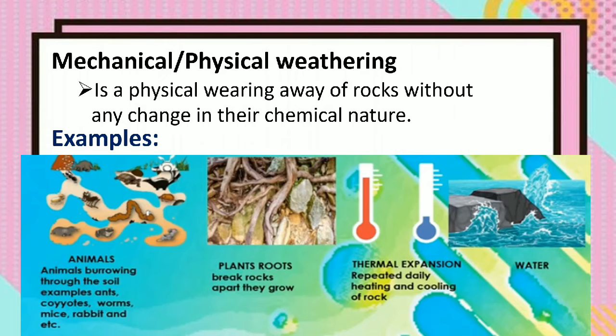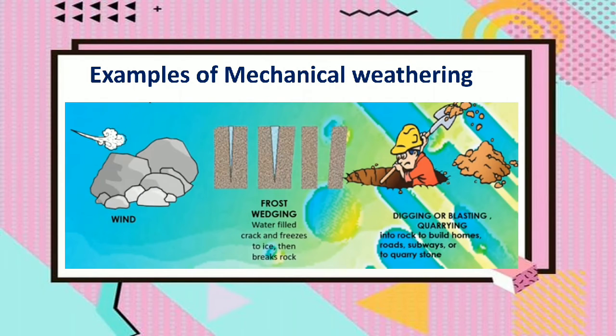Another example is plants' roots breaking rocks apart as they grow, and thermal expansion, the repeated daily heating and cooling of rock. And another example is water. They are examples of mechanical or physical weathering. Other examples of mechanical weathering: wind, frost wedging, and digging or blasting, quarrying.